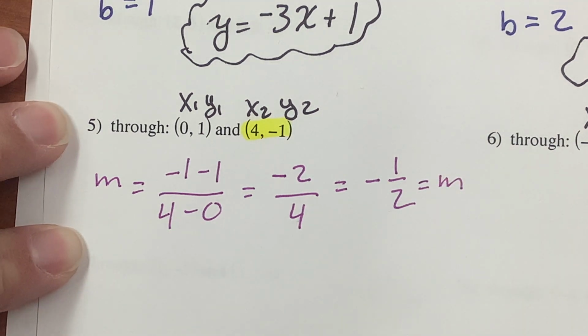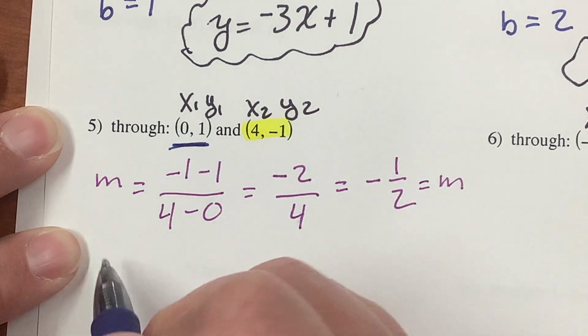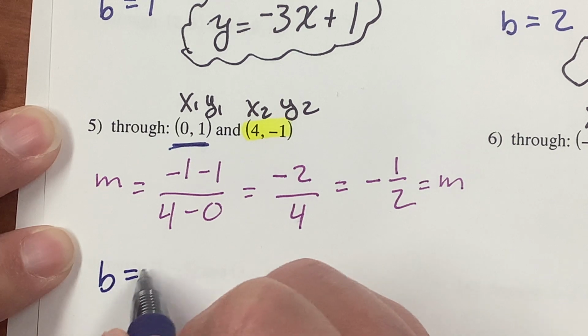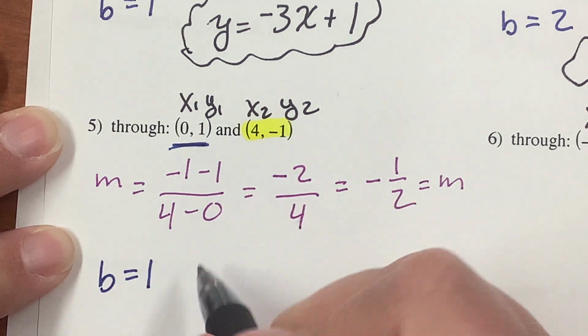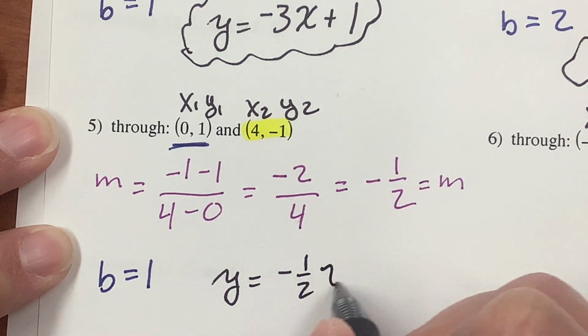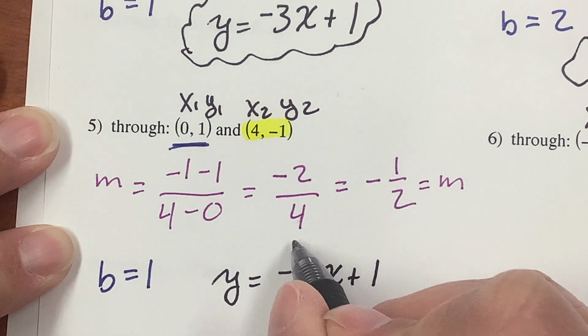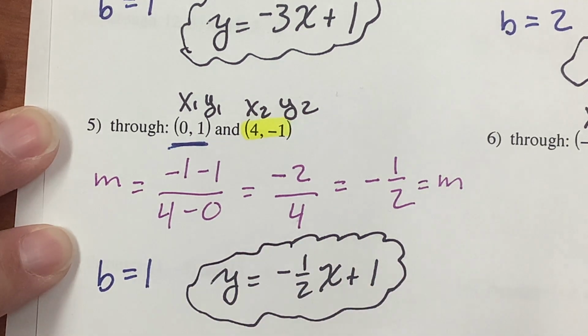Now I look at when x is 0, y is 1, so b equals 1. Y equals mx plus b, y equals negative 1/2 x plus 1. La la la la, puffy cloud of happiness, good mathing.